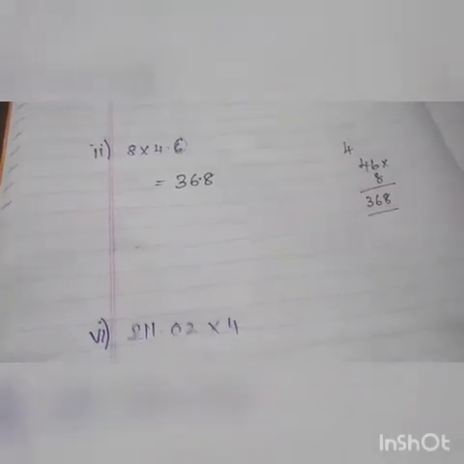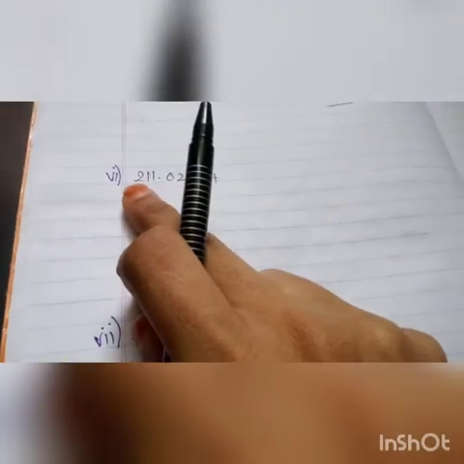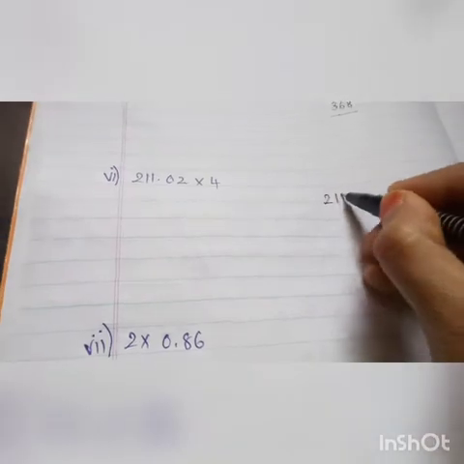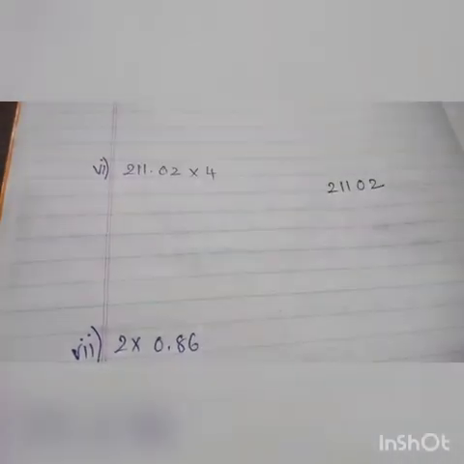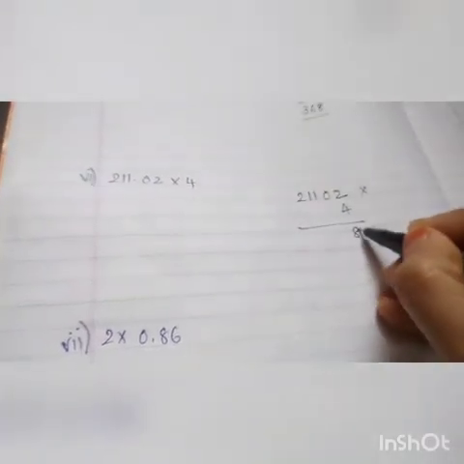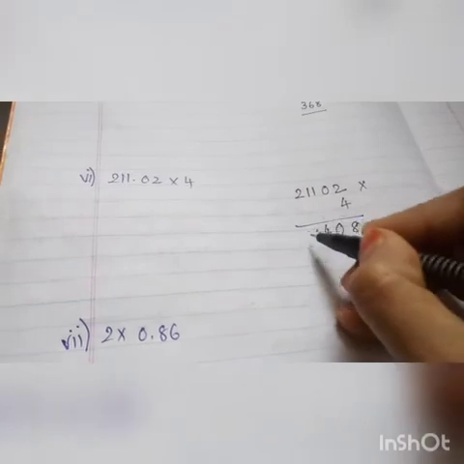Okay. Next, fourth question. Listen, the questions which I am leaving here are all your homework. Fourth question: 211.02 into 4. So what will you do? You will just multiply 21102, don't keep any decimal point, into 4. 4 2s are 8. 0 into 4 is 0. 1 4s are 4. 1 4s are 4. 4 2s are 8.